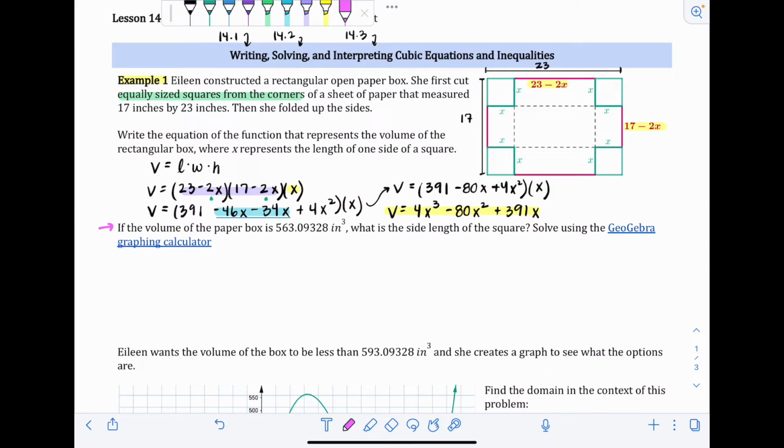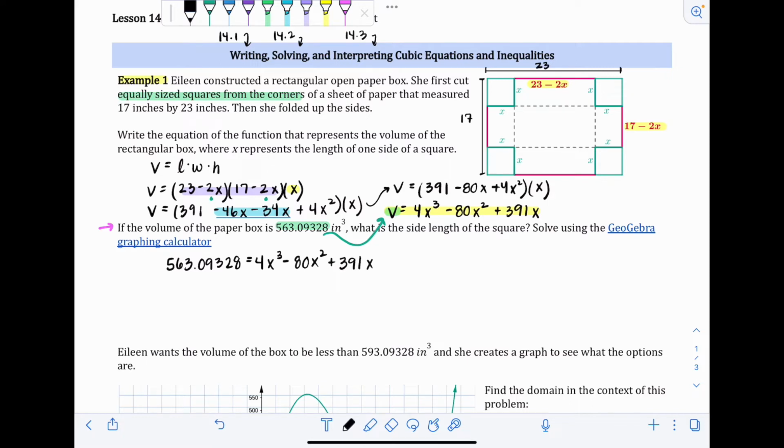So we're saying that the volume is 563 point something. We're going to take that whole thing and put it into the v part of our equation because that represents volume. So what that's going to look like, it would be 563.09328 equals 4x to the third power minus 80x squared, and then plus 391x.